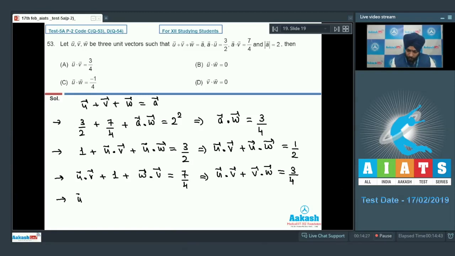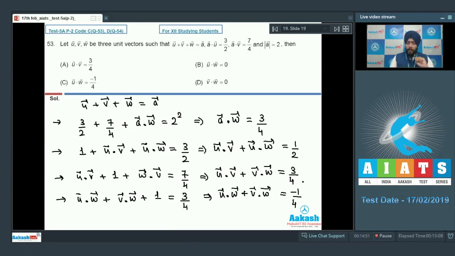Dot product with W. U dot W, unknown. V dot W, unknown. W dot W, 1. A dot W, we have calculated 3 by 4. So we have U dot W plus V dot W is equal to minus 1 by 4. Students, you can clearly see U dot V, U dot W, and V dot W are the three unknowns in these three equations. So equation number, let us say 1, equation number 2, equation number 3.